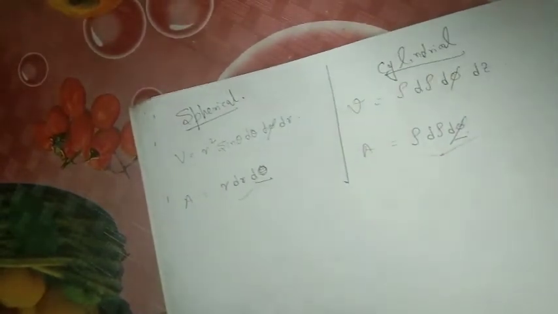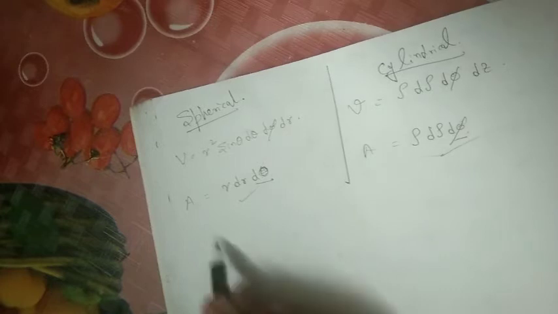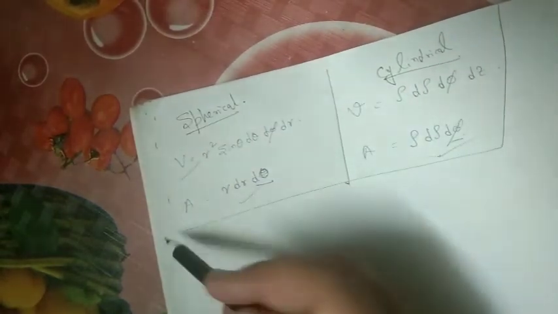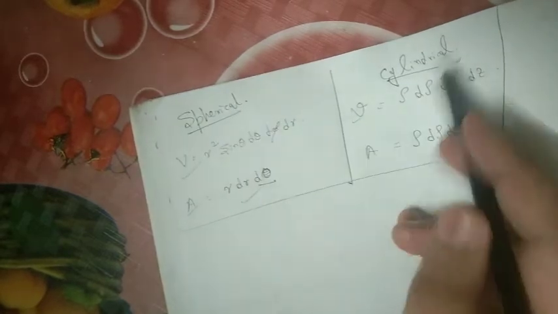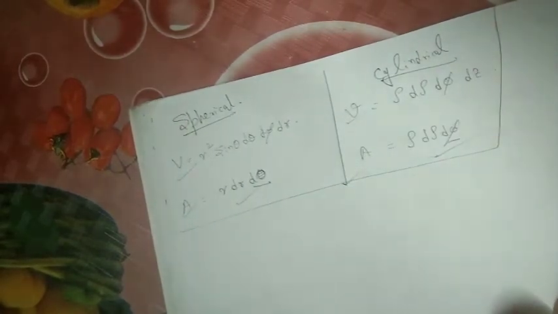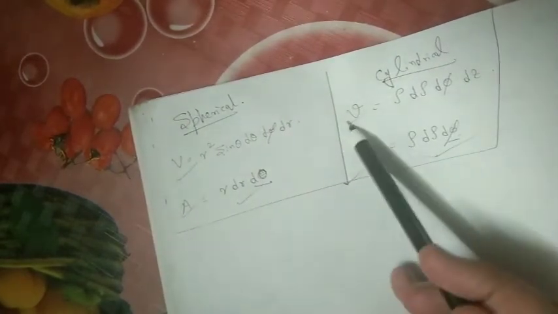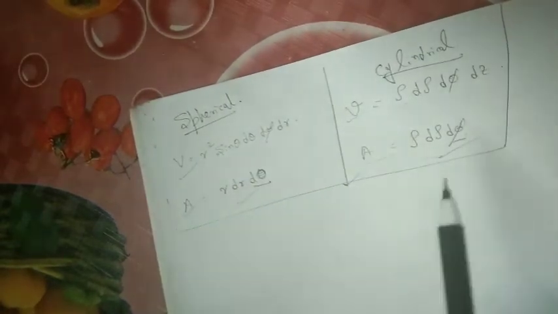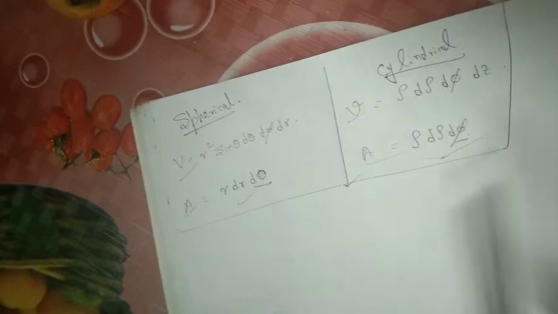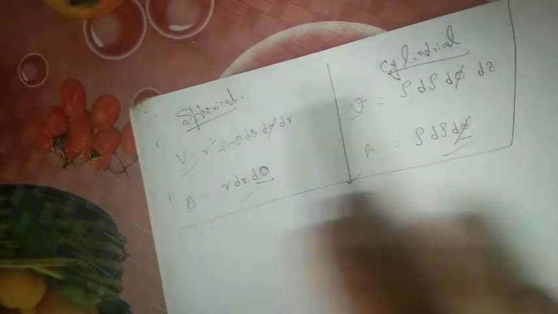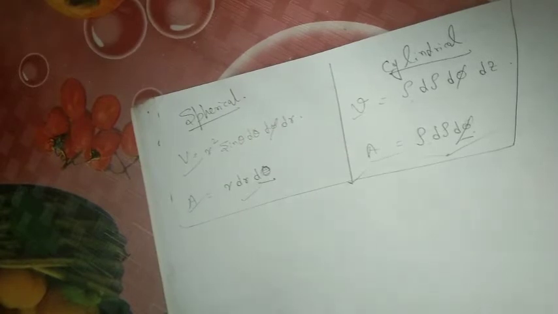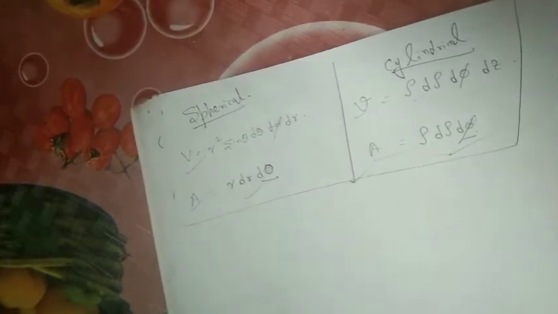Okay, area. So this is volume in spherical polar coordinate, and this is area. Same for cylindrical, this is volume and this is area. Okay, this concept is important for solving mathematical physics, and please do remember these formulas. It's very important for the long run as well.